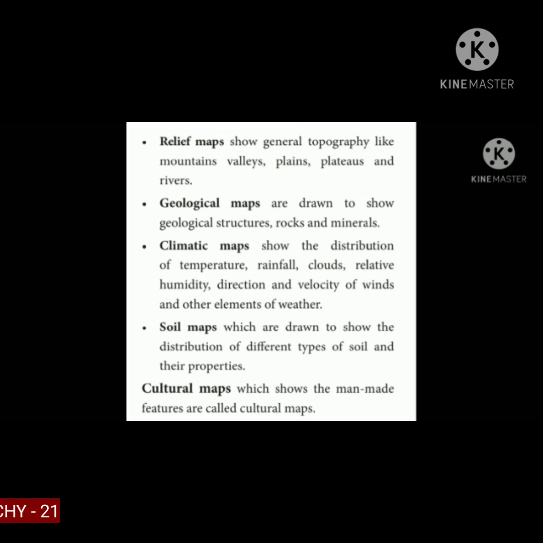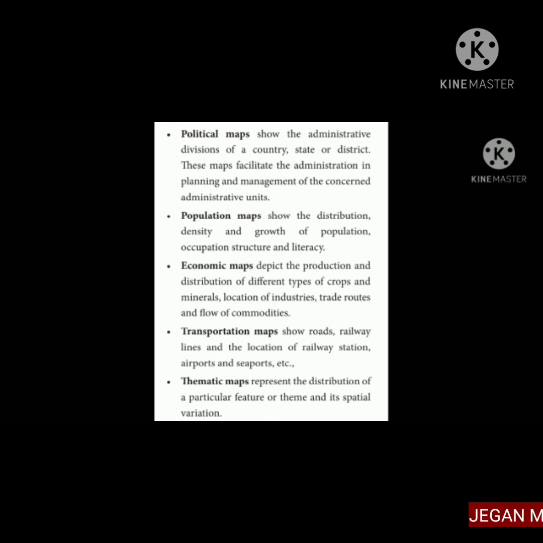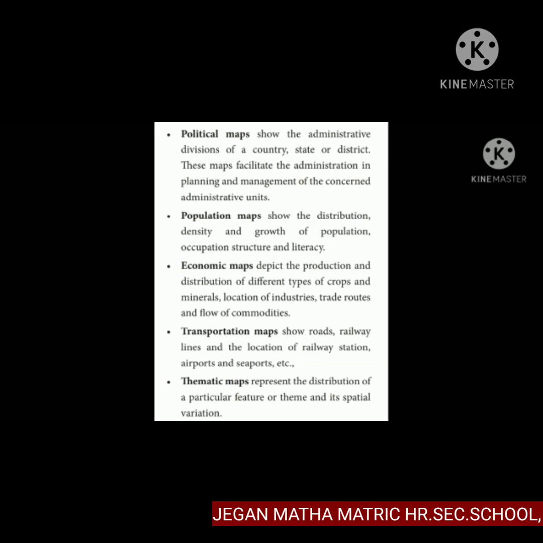Next, discuss the topic cultural maps. Maps which show the man-made features are called cultural maps. Political maps. Political maps show the administrative divisions of a country, state or district. These maps facilitate the administration in planning and management of the concerned administrative units. Population maps. Population maps show the distribution, density and growth of population, occupation structure and literacy.